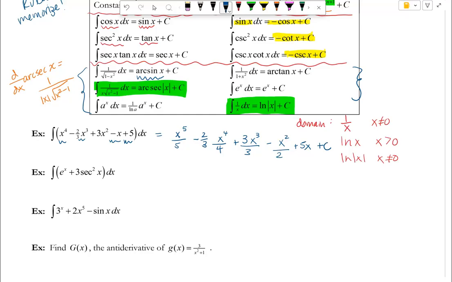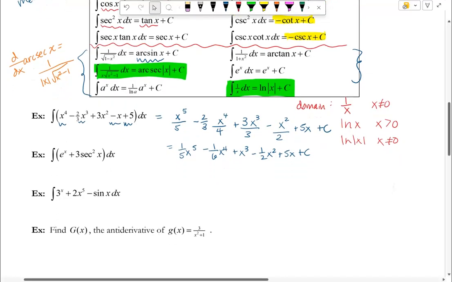So we could leave our antiderivative like this. I might clean this up. I might think of this as 1/5 x to the fifth minus, let's see, 2/3 times 1/4 is going to be, what, 1/6 x to the fourth plus 1x cubed minus 1/2 x squared plus 5x plus c.